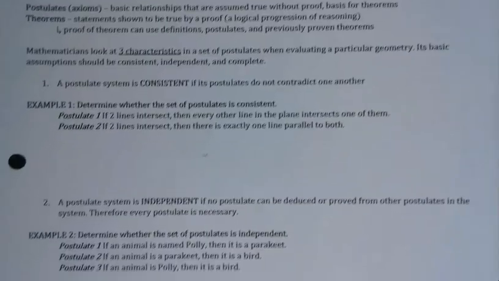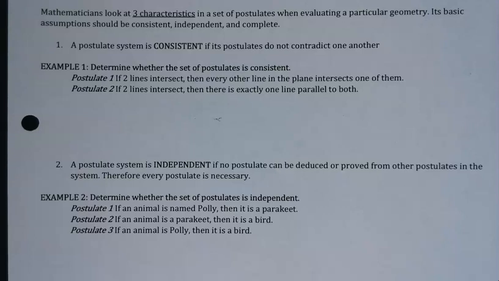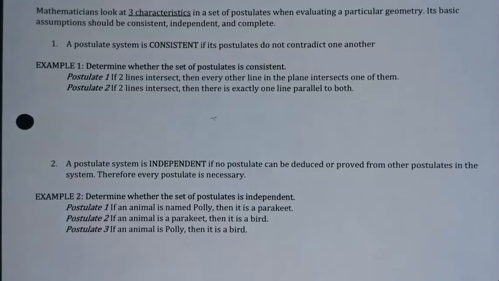All right, so mathematicians look at three characteristics in a set of postulates when evaluating a particular geometry, because again, there's more than one. So its basic assumptions should be consistent, independent, and complete. For the first one, consistent: a postulate system is consistent if its postulates do not contradict one another.